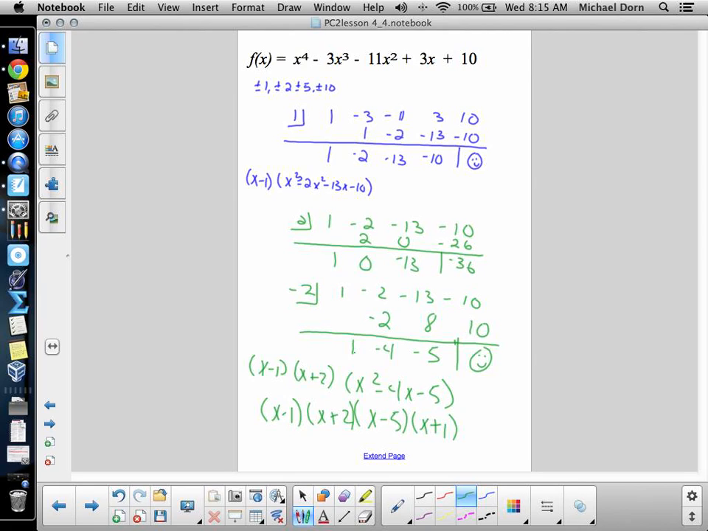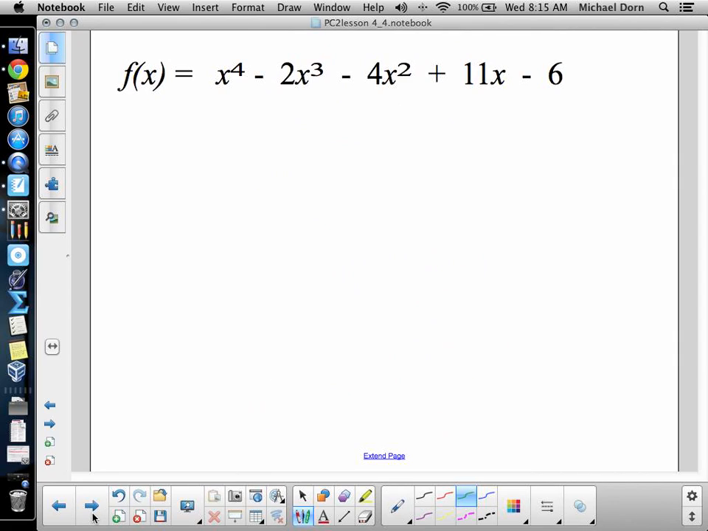Are you getting the idea of the synthetic a little bit better now? In the way that it works? Here's another one. Again, very limited choices: 1, 2, 3, and 6, positive or negative, right? Coefficients are 1, negative 2, negative 4, 11, and negative 6.